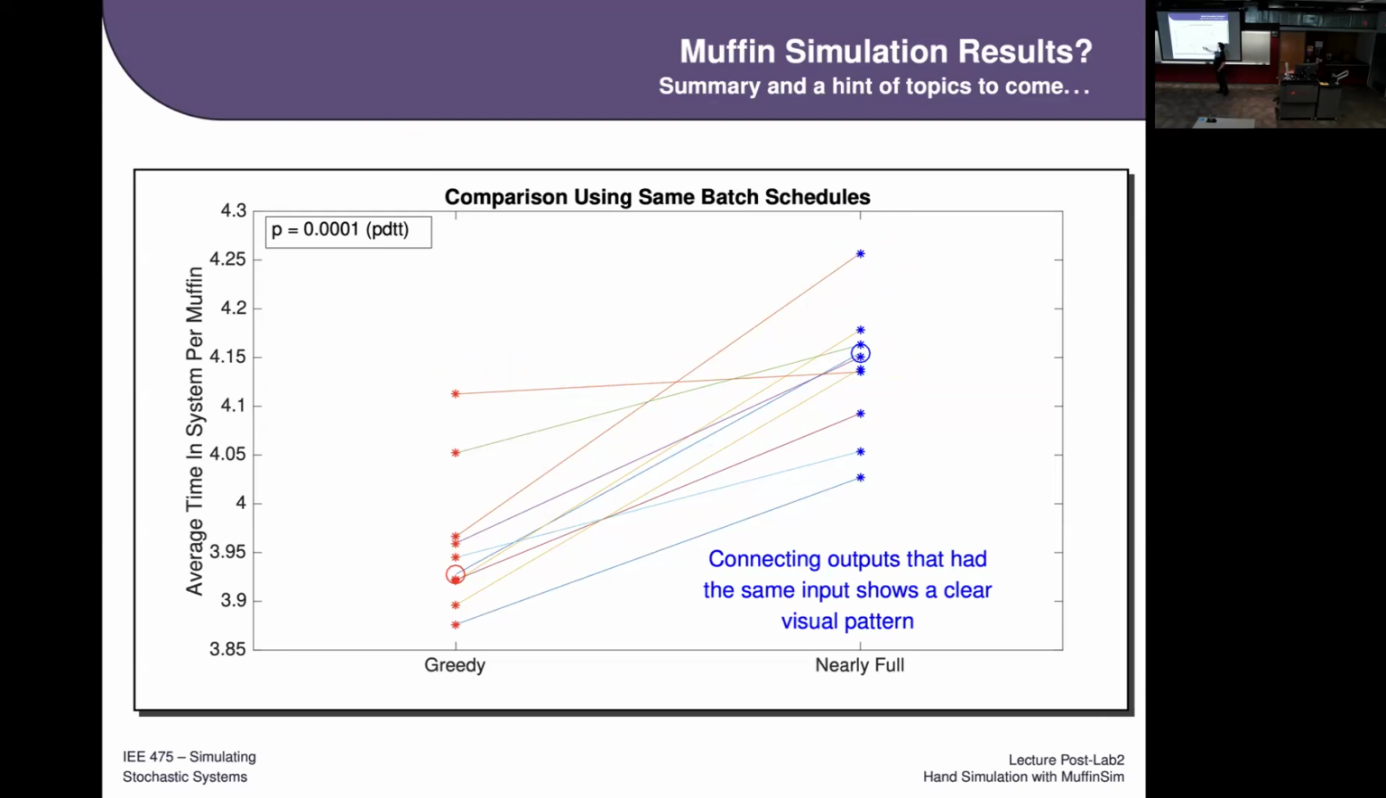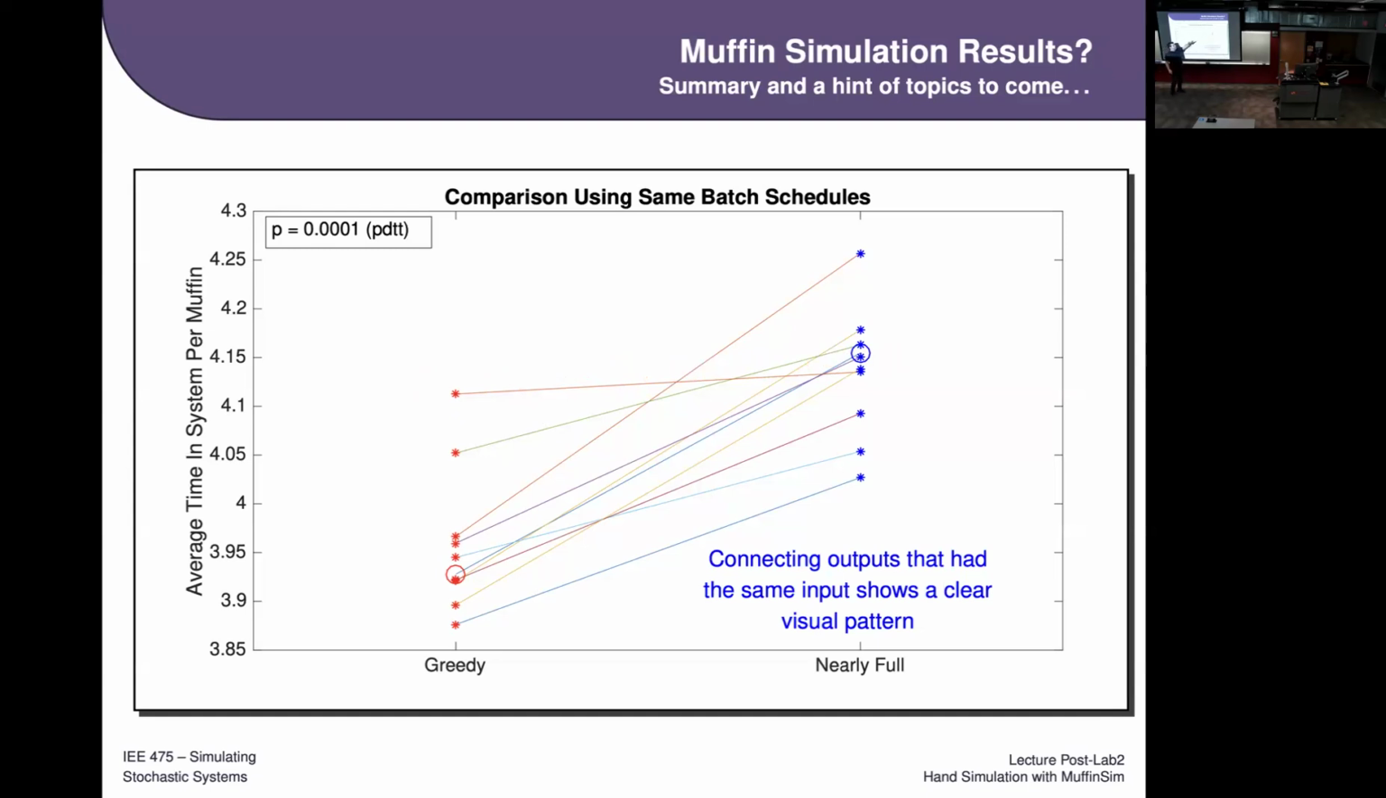For every muffin schedule, notice that the slopes of these lines vary a lot. There are some muffin schedules that really give nearly full a disadvantage, because it's better to be lower. But there are other muffin schedules, like this one, where there's hardly any difference. But what do you notice, regardless of the size of the effect, about these lines? What was that? They're all moving in the same direction. So yeah, if you're looking from this way, they're all moving this way, or they're all moving this way.